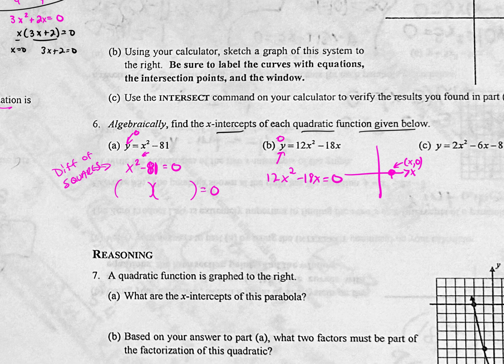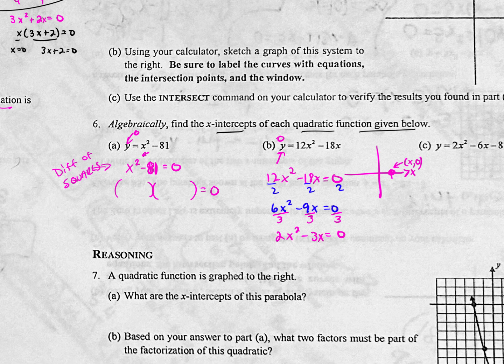And let's see here. Ooh, 12 and 18, both divisible by 2. We do that first. I think I could have gone bigger than that. 6x squared minus 9x equals 0. Yes, I could have, because 6 and 9 are both divisible by 3. I'm going to keep on going. Get this thing as small as you can before you start factoring it. Makes life easier. There we go.